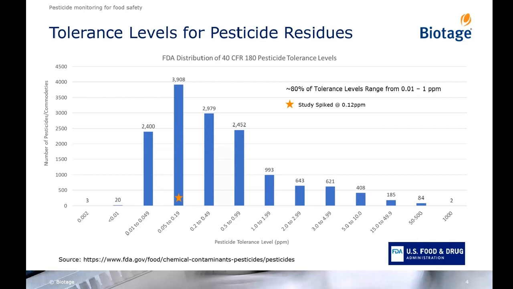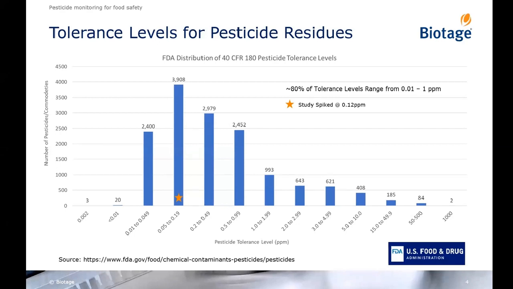Another thing that's interesting to note from the US FDA website is you can look at the ranges of tolerance levels. Now, the tolerance level for any given pesticide or commodity is an action level, where the EPA would take a regulatory action if it hits at that level or above that level. And you can see the distribution of tolerance levels in parts per million for the variety of commodities and pesticides range from anywhere from sub part per million to 1,000 parts per million.